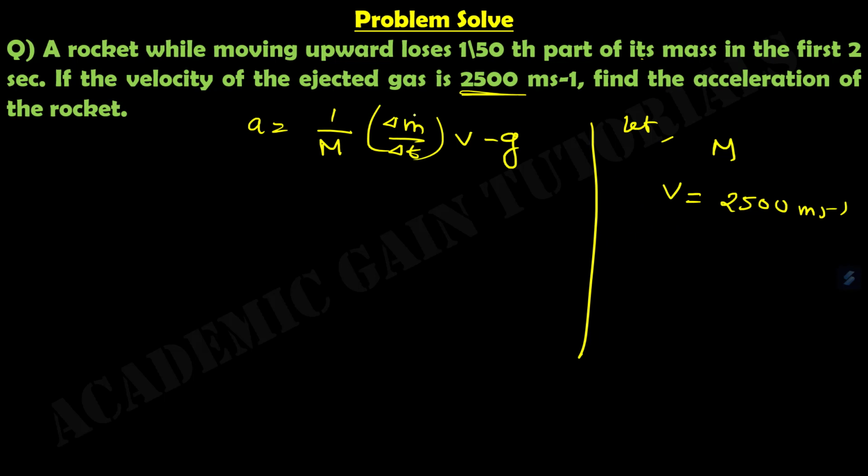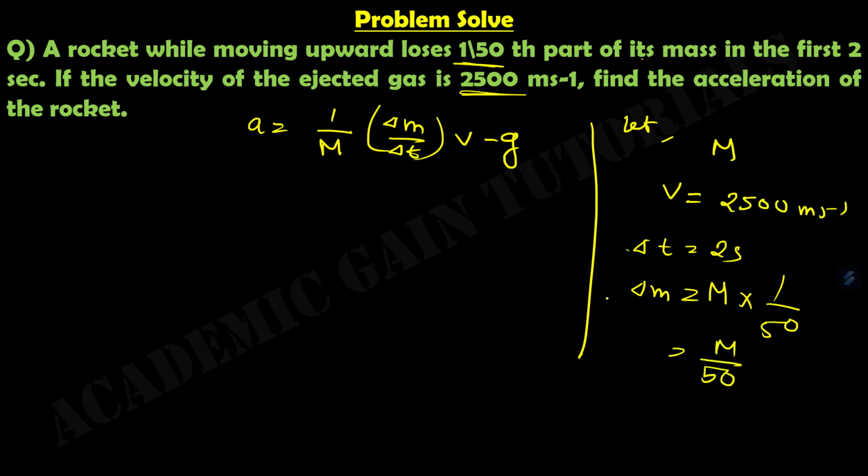First of all, we have to find this term del m by del t. We have the information that while moving upwards, it loses 1/50th part of its mass in the first 2 seconds. So del t equals 2 seconds, and del m equals 1/50th part of its mass. The total mass is m, so the change of mass in these 2 seconds is m by 50.